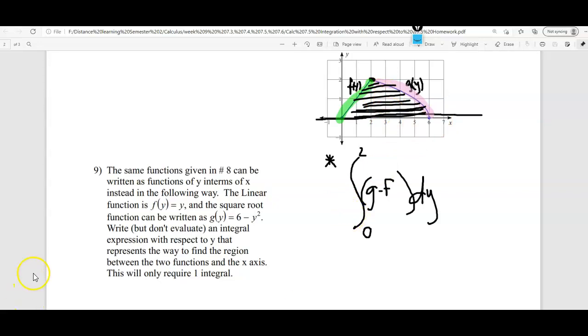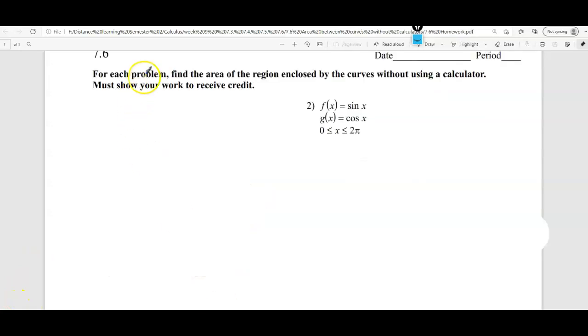All right, let's go ahead and move on to 7.6 then. So we want to find the area enclosed by these two curves on this interval without using a graphing calculator. So first of all, we need to find all the places that these two curves intersect. And the way that you do that, as you know, is we're going to set those two functions equal to each other.